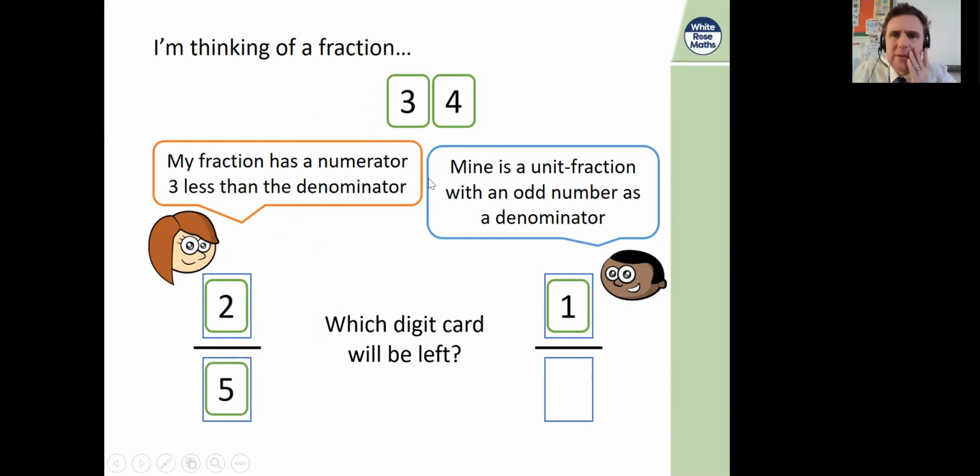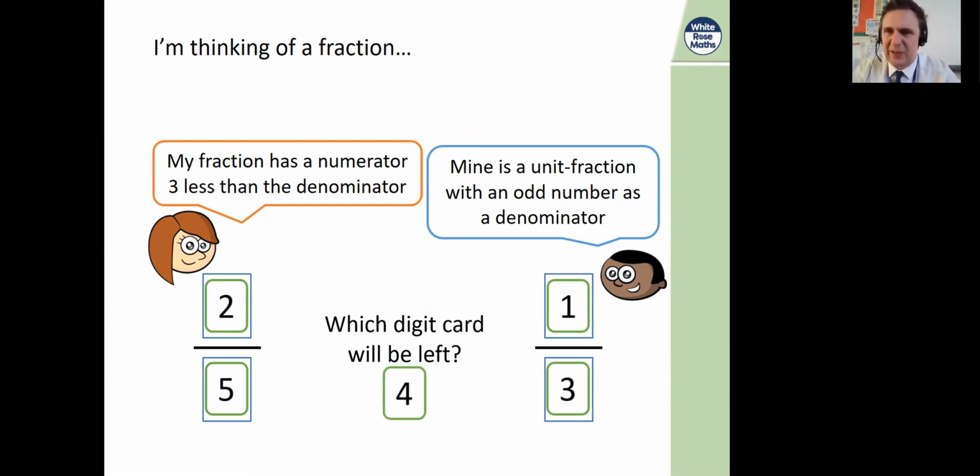Which one's it going to be? Aha! The boy says an odd number as a denominator on the bottom. Well, which of these is odd? Bang on, it's the 3. Which digit card will be left? It's the 4. You know what, Year 4, I love puzzles like that. Okay, but you know what? We were reading it through, taking it one step at a time. Got there in the end.